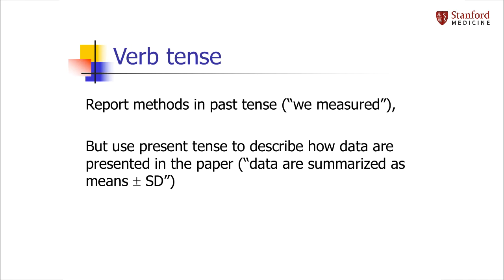But you're going to use the present tense to describe how the data are presented in the paper, because when the reader reads the paper, the data are still presented in that way. So you would say "the data are summarized as", notice the passive voice there, that's in the present tense because the data are still summarized that way when the reader is reading the paper.